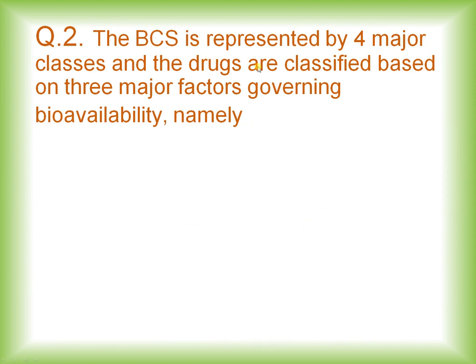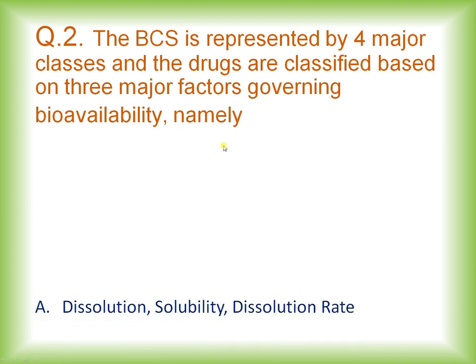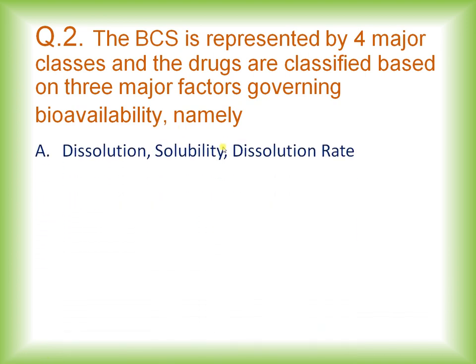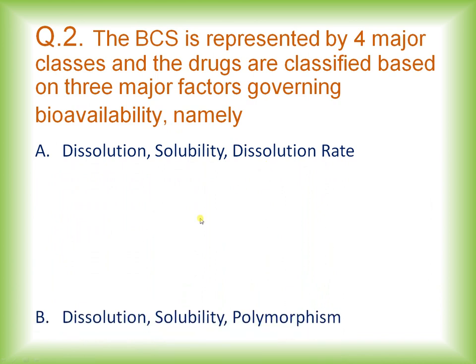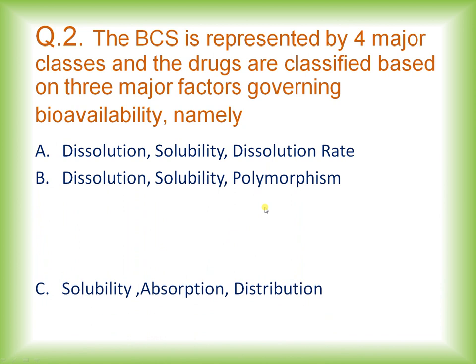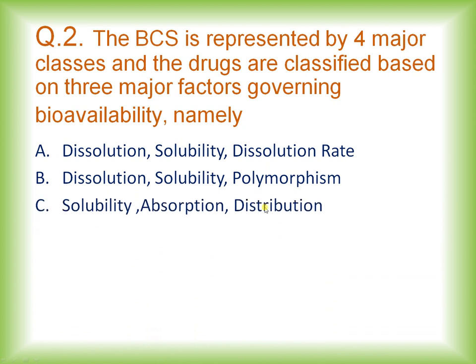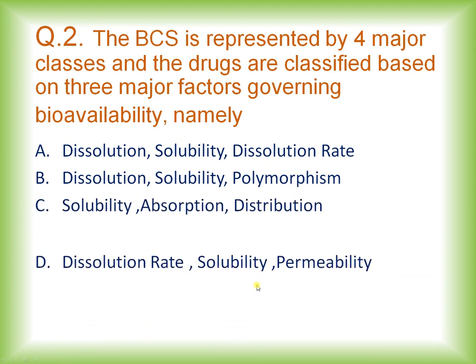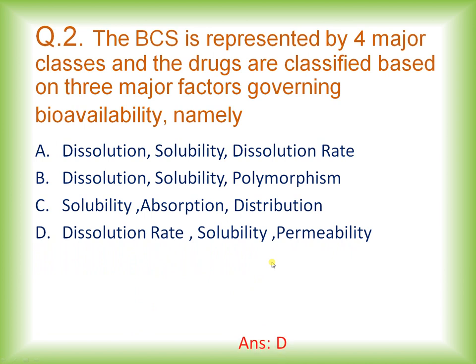The BCS classification is represented by 4 major classes, and the drugs are classified based on 3 major factors governing bioavailability, namely. Options are dissolution, solubility; dissolution rate, dissolution, solubility, polymorphism; solubility, absorption, distribution; dissolution rate, solubility, permeability. And the right answer is option D, that is dissolution rate, solubility, permeability.